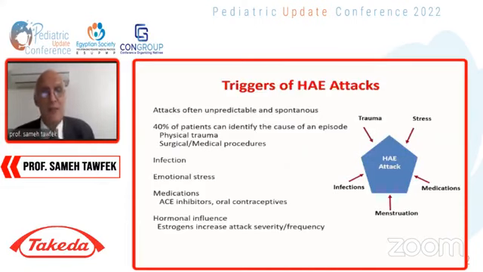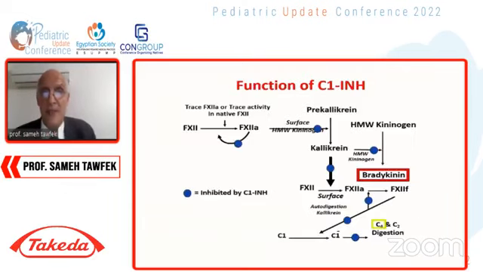But what are the triggers of hereditary angioedema? Number 1 is trauma. 40% of patients can identify the cause as a physical trauma, maybe surgical or medical or even dental procedures, infection, emotional stress, medications such as ACE inhibitors, or contraceptives such as estrogen. Because estrogen increases attack severity and frequency. And this is a function of C1 esterase inhibitors.